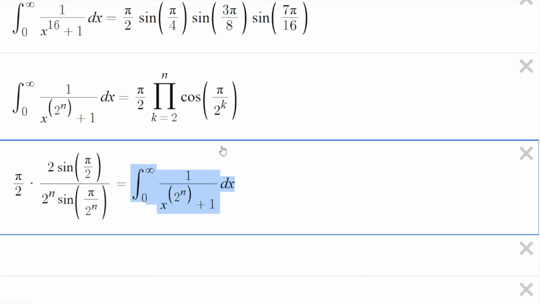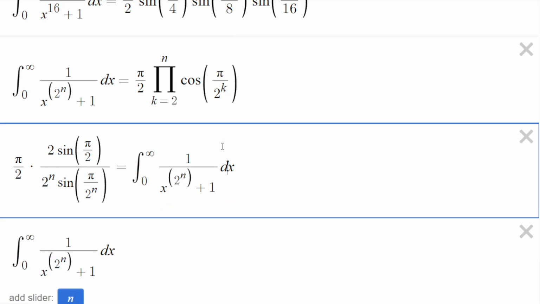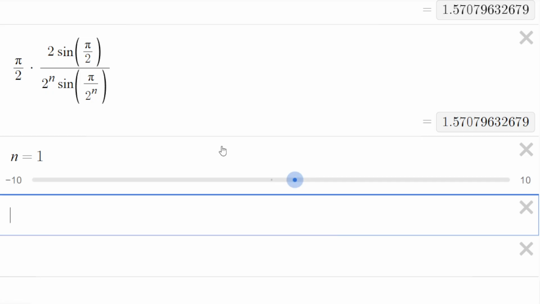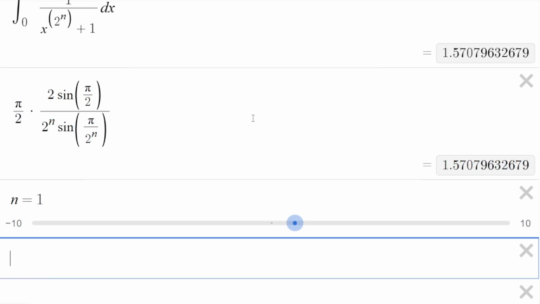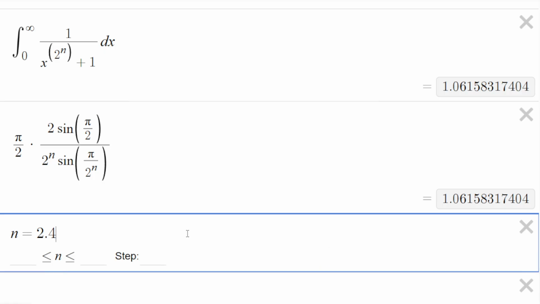And of course, let's check it. We're going to copy this down here, and we're going to copy this down here, and we're going to plug in various values for n. Okay. And you can see it works. And we don't even need to use integer values for n. Matching up perfectly. Okay.